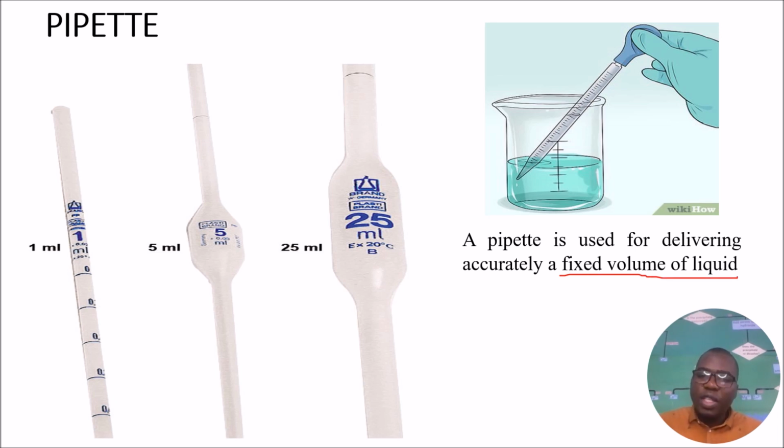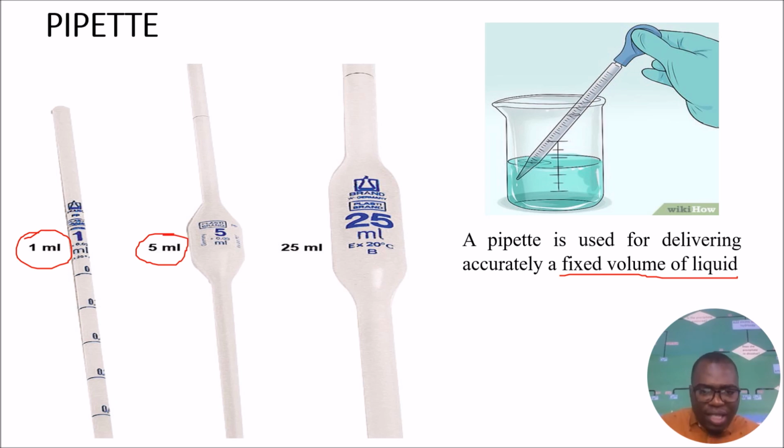So we started from measuring cylinder. A measuring cylinder does approximate measurements of volumes of liquids. Then we went to the burette. A burette measures the accurate measurements. Then we go to a pipette, the one which we are saying is used to deliver accurately a fixed volume of a liquid. Now, those are the differences. Now, what do we mean accurately a fixed volume of a liquid? If you are using a pipette which is labeled 1 ml, meaning it can only measure 1 ml. If you are using a pipette that is labeled 5 ml, it can only measure 5 ml.